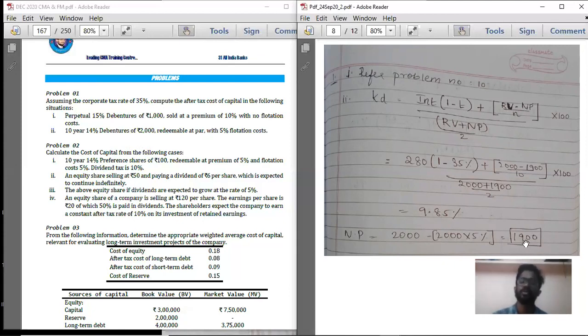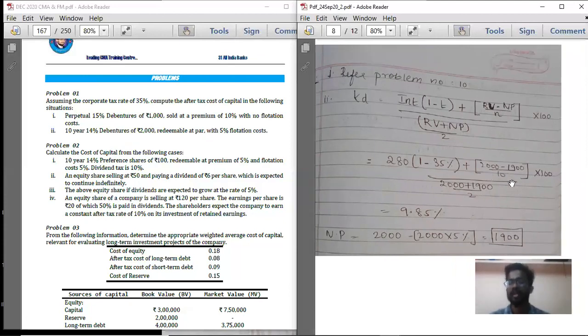So now coming to the solution, come to the formula, 2000 minus 1900 divided by N. N means number of years. Here they have given 10-year debentures. So divided by 10 and close the bracket. 2000 minus 1900 divided by 10 and close the bracket. Then close the bracket, whole divided by, what is the redemption value? Redeemable at par, that is 2000.